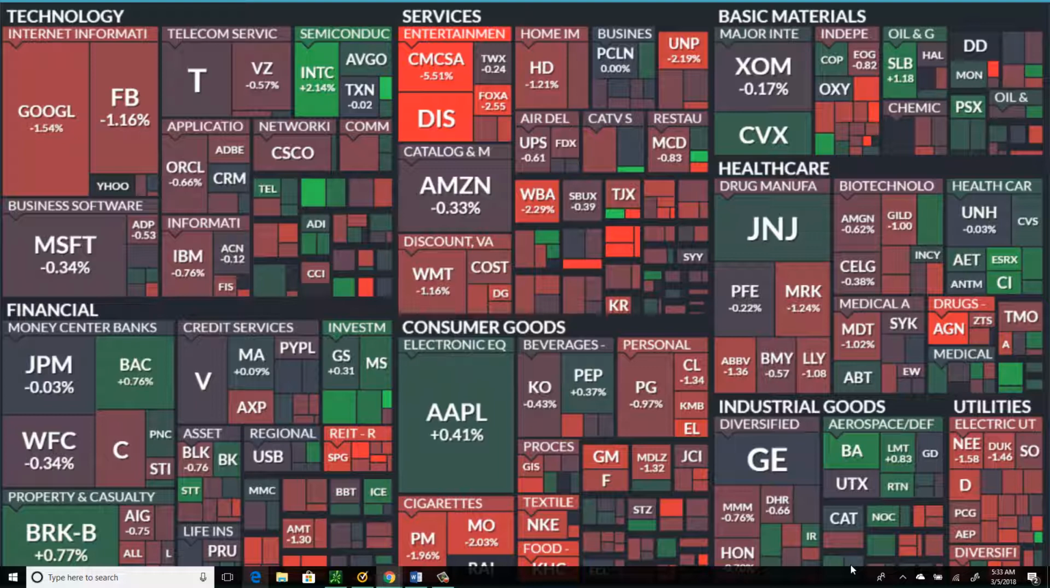Now notice the size of the boxes. Let's take a look at the upper left-hand corner, the difference between Google and Yahoo. What you can notice is that Google is a significantly bigger square than Yahoo. Looking to the lower right-hand corner underneath the industrial goods section, you'll see a sector for aerospace/defense, and you see the letters BA. BA is Boeing. Boeing is right next to GE. Now, looking at this, we can see that the bigger the square, the larger the company.